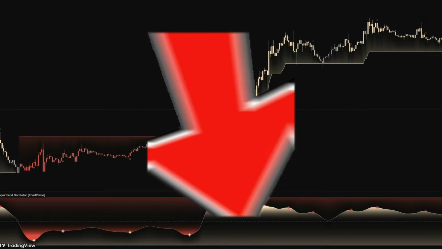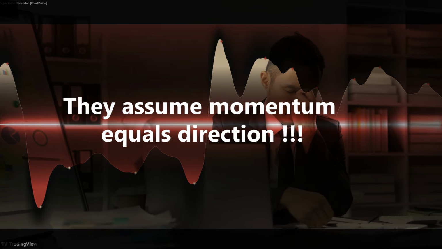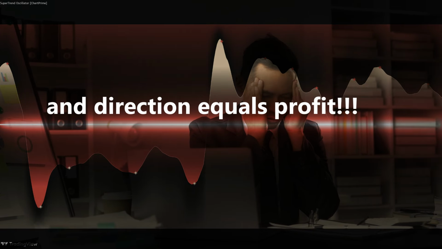At the bottom, you have the oscillator. On the surface, it's simple. Above the zero line, momentum is bullish. Below it, momentum is bearish. Most traders stop their thinking right there. They assume momentum equals direction and direction equals profit. That shortcut is where the losses begin.